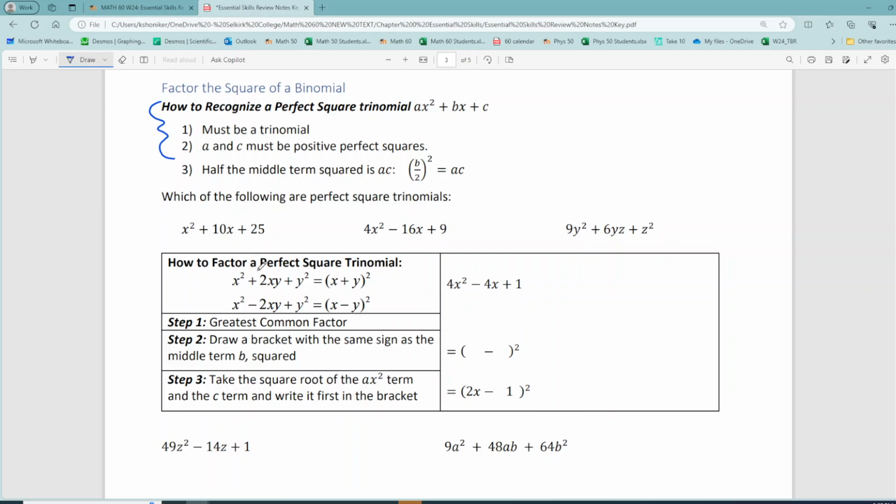So what's going to happen is that you're going to have a trinomial and you're going to have to know, oh, I don't use the AC method for this. I can factor it as a perfect square trinomial because it's a perfect square trinomial. But you have to know that.